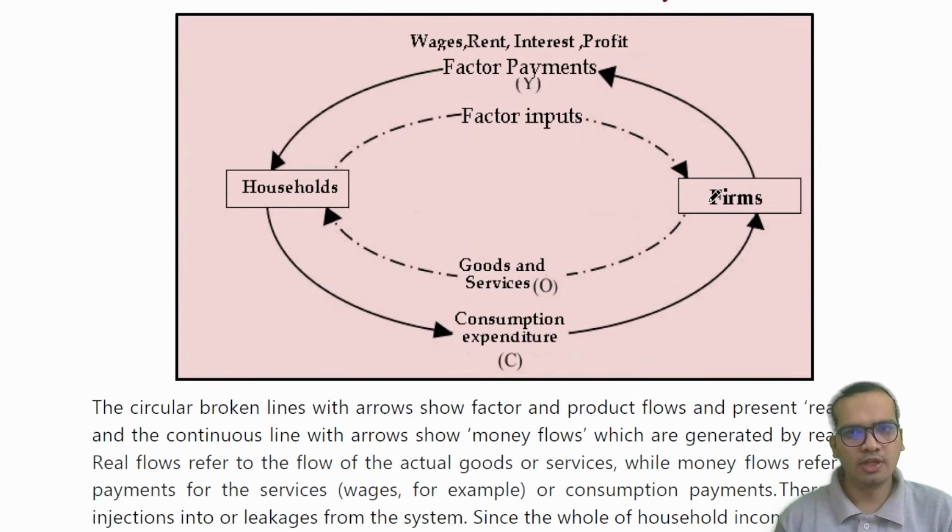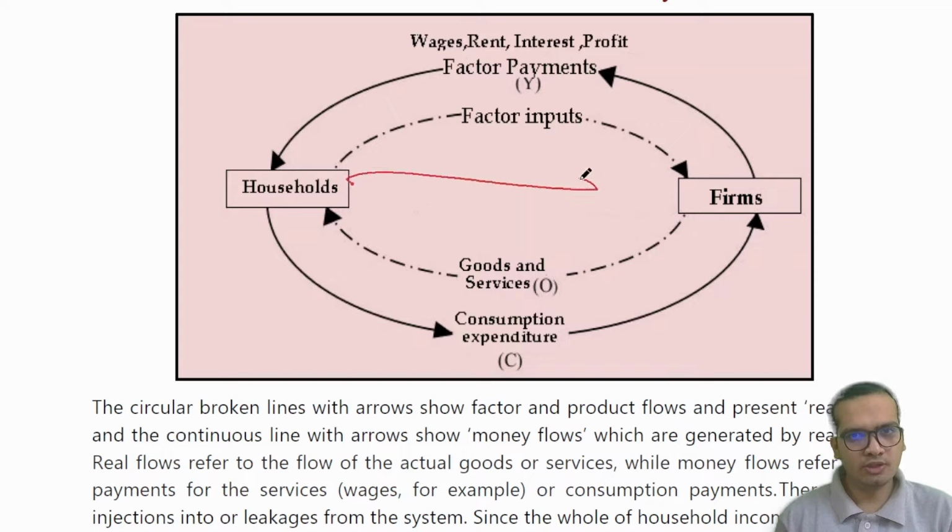So here is a household and here are the firms. The firms give factor payments, that is wages, rent, interest and profits to the household, and the household consumes. This expenditure means whatever is earned.